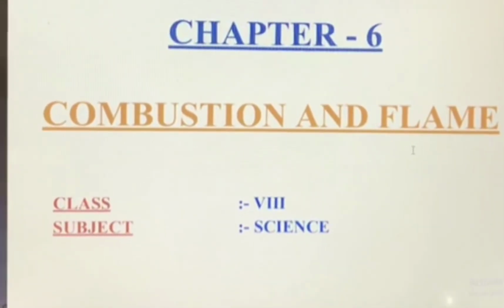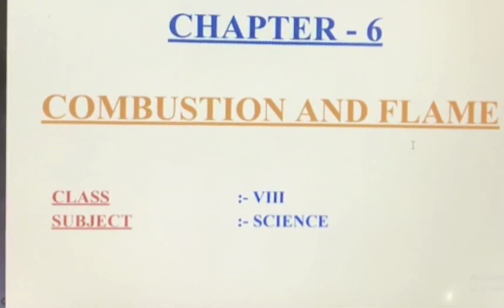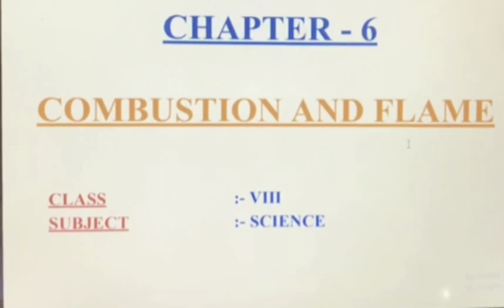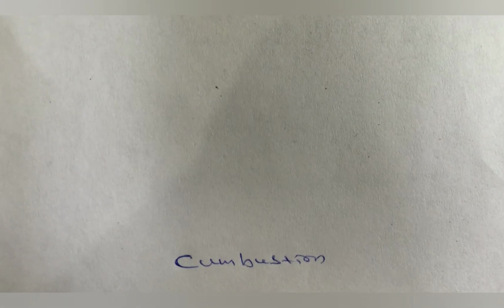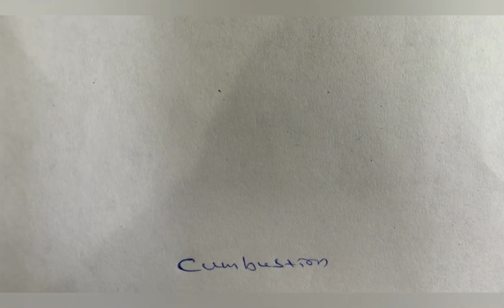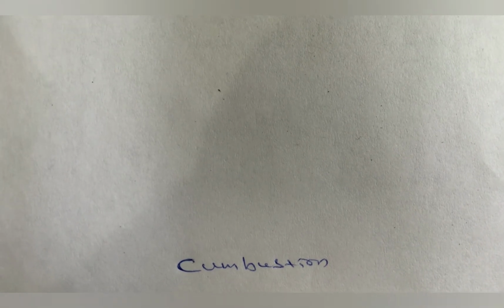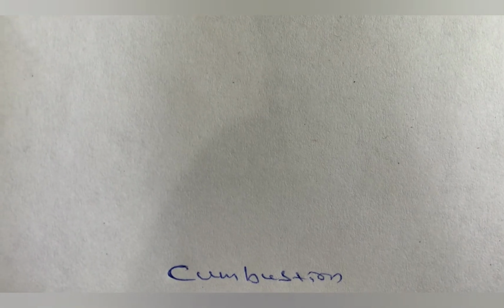Students, today we'll learn chapter number 6 of class 8 science, that is combustion and flame. Combustion means a chemical process where the substance reacts with oxygen to produce heat. So what is combustion? Combustion is a chemical process.